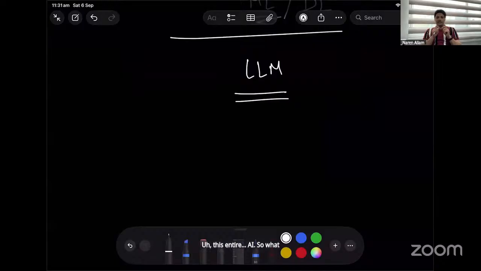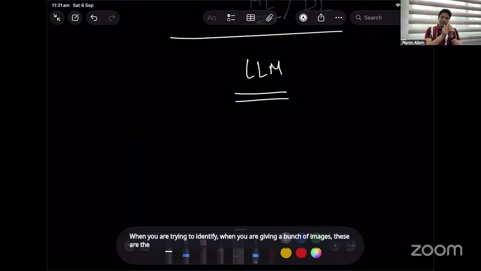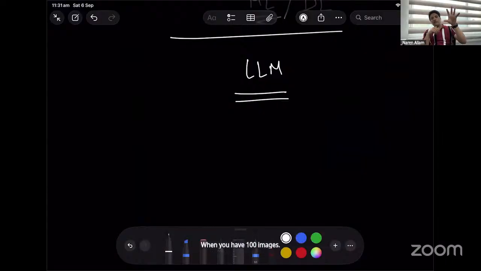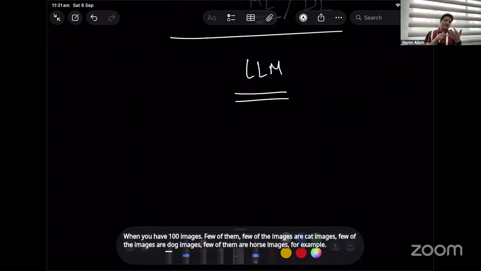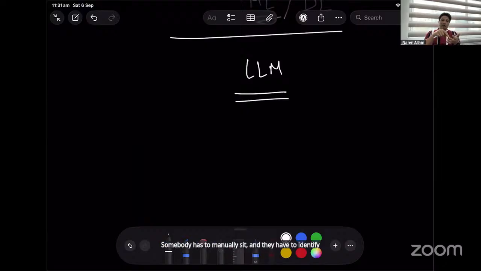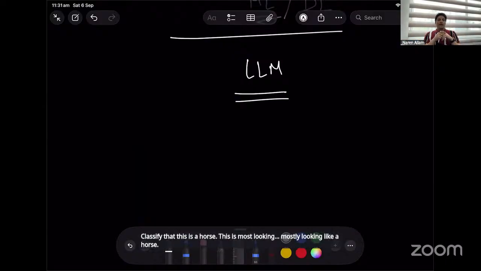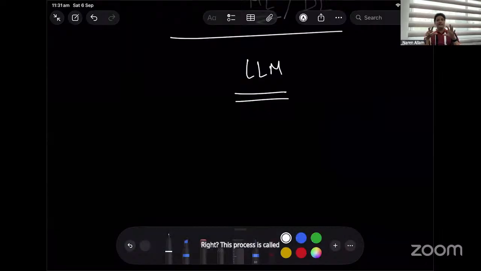What exactly is the difference compared to the earlier models? When you're giving a bunch of images, these are the cat examples, somebody has to tell that this image is a cat image. This process is called tagging. When you have 100 images, a few are cat images, a few are dog images, a few are horse images, for example. Somebody has to manually sit and identify first, this is cat, this is horse, this is dog. Only then you train, and once you give any unidentified picture, it automatically classifies that this is a horse. This is mostly looking like a horse, right? This process is called tagging. This is a very expensive process.